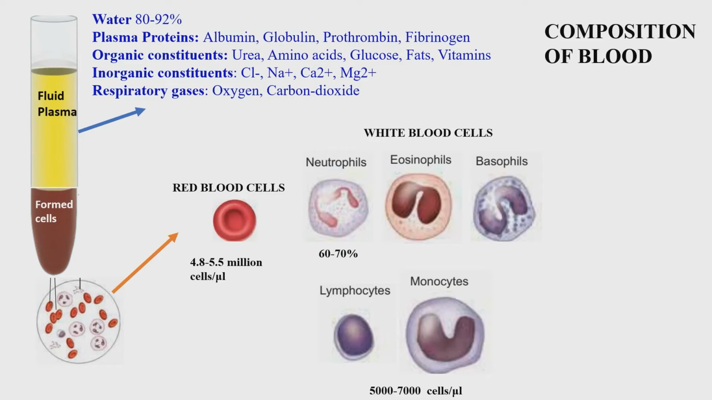Among them, the number of cells which are high are neutrophils, and eosinophils are present less than 5%, and basophils are present less than 1%, and neutrophils are followed by 20 to 25% of lymphocytes, and monocytes are less than 10%. The next important cells are platelets related to clotting, and it is present in lakhs, 1.5 to 4 lakhs. RBC carries oxygen and carbon dioxide, and WBCs are related to immunity.